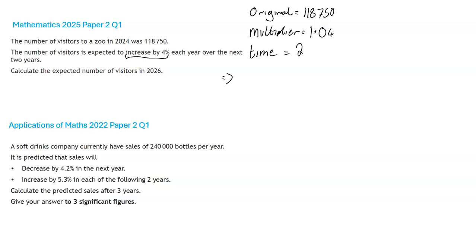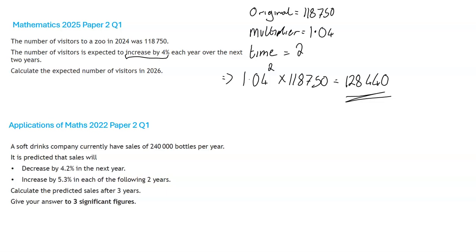So I can then say, fine, my solution is going to be given by 1.04 to the power of 2 times the 118,750. Like I say, it's a calculator question, so just fire that in the calculator and get your solution out. And when you do that, you get 128,440. There's your final solution there. So, fairly straightforward, quick, easy set of steps.